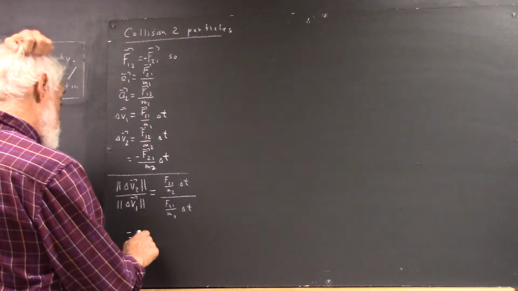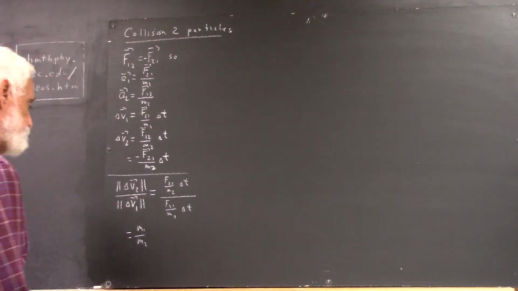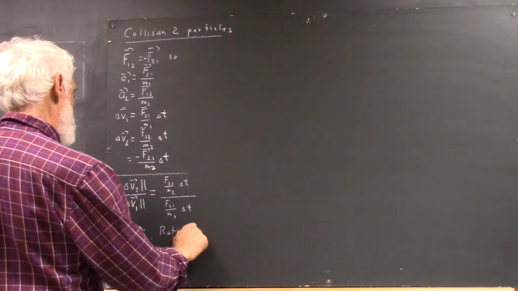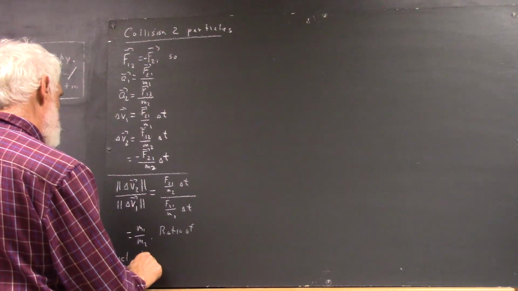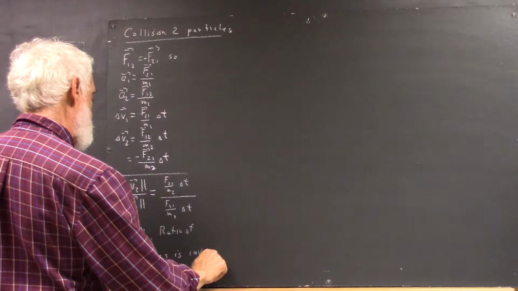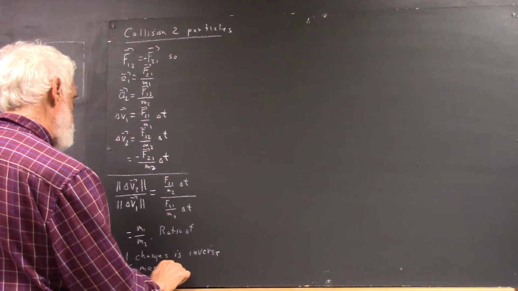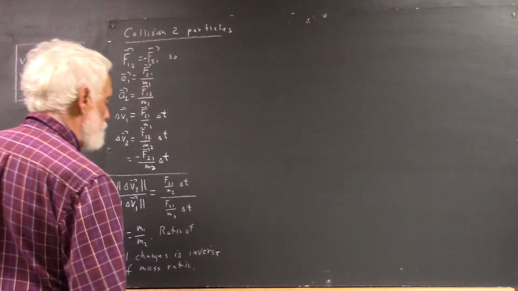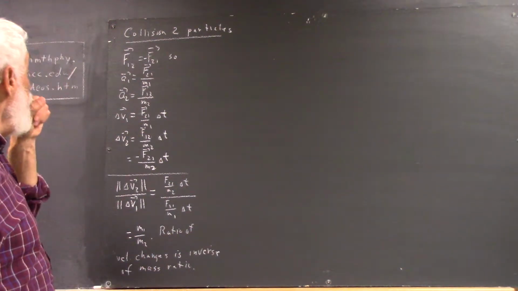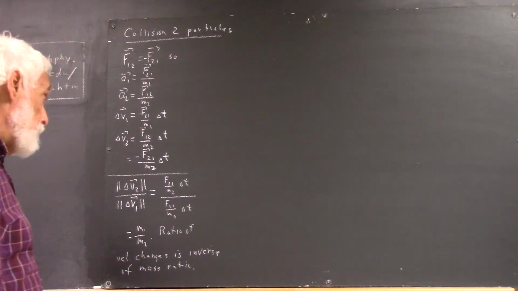If we simplify this, what do we get? Well, we get m1 over m2, which means the ratio of the velocity changes is the inverse of the mass ratio, meaning that the lesser mass has the greater change in speed. That's reasonably easy to understand.